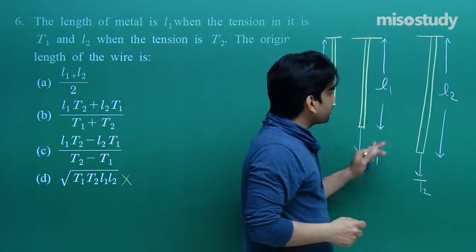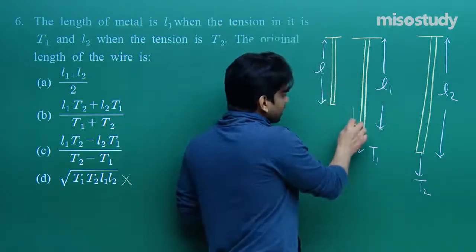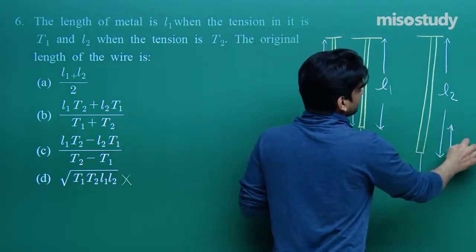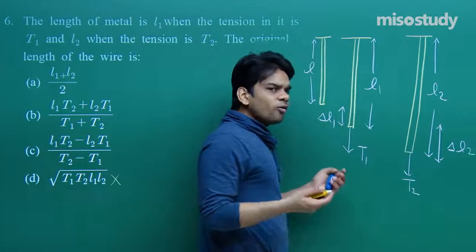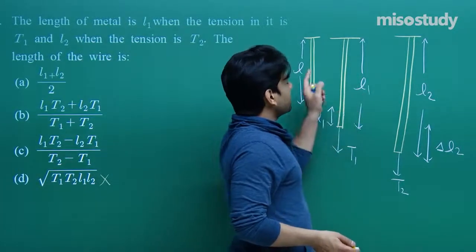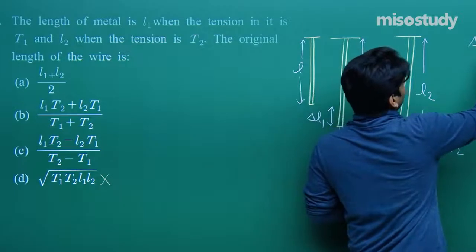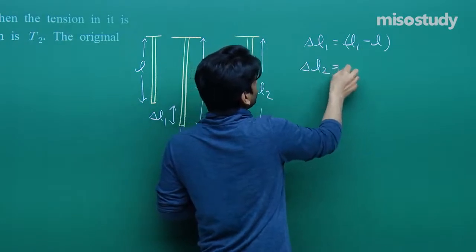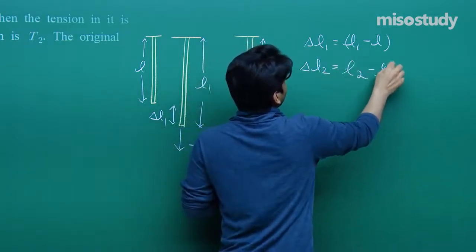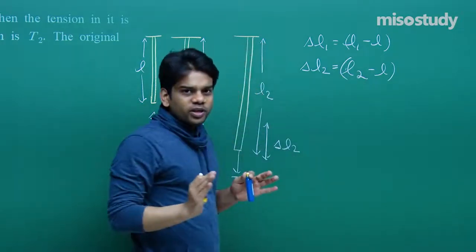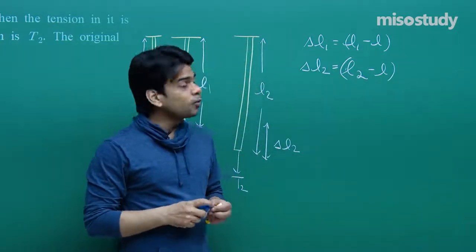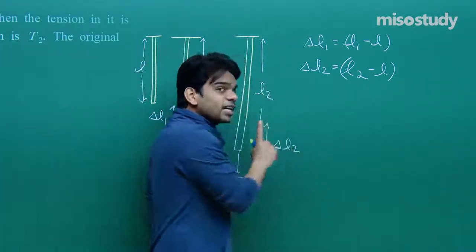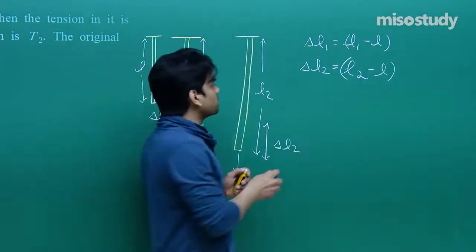Now if I talk about extension, in this case let's say the extension is delta L1 and in this the extension is delta L2. Quite obviously, we can write that delta L1 is equal to L1 minus L, and delta L2 is equal to L2 minus L. This is what we can identify from the given figure. The load is different and the lengths are different, but Young's modulus will be the same in both cases.